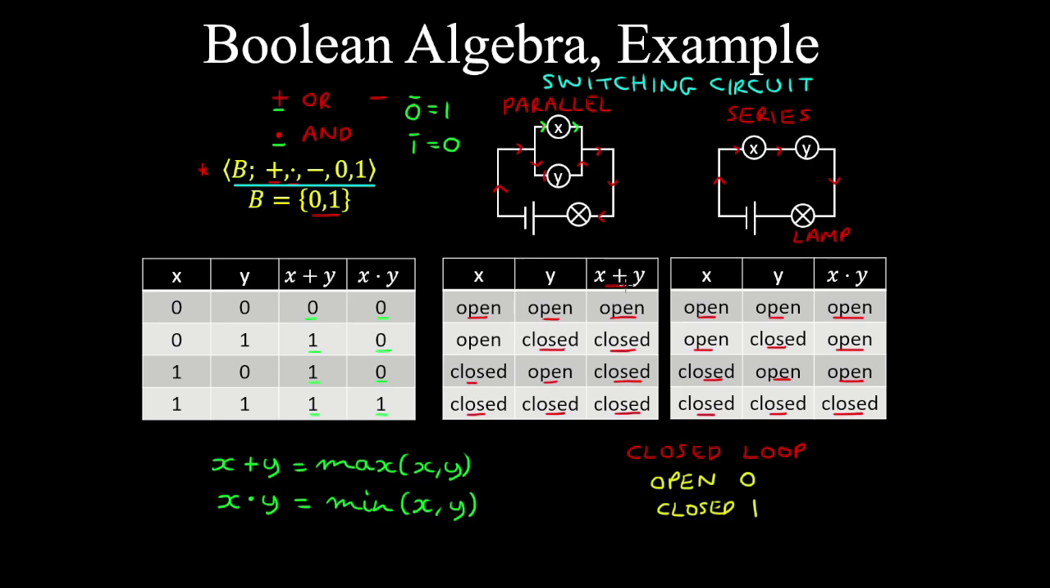So as we can see in this operation, we have 0, 1, 1, 1, which is equivalent to the OR operation. And in this operation, we have 0, 0, 0, 1. So that's equivalent to the AND operation.